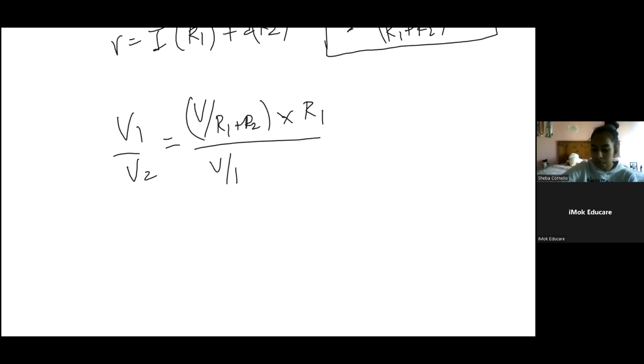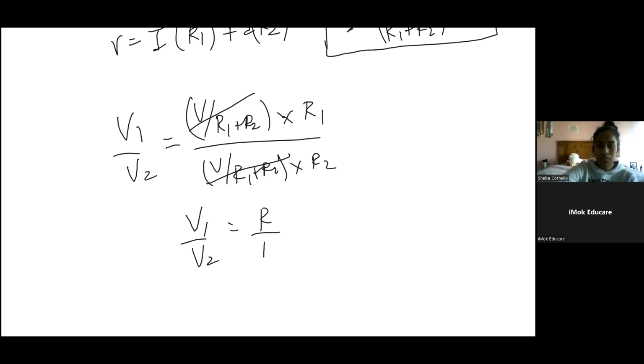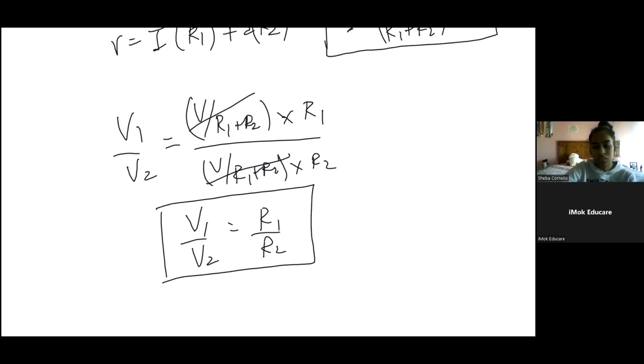V upon R1 plus R2, the whole bracket multiplied by R2. This gets cancelled. So what I'm left with is V1 upon V2 is equal to R1 upon R2. Isn't it? So that's how the potentials will be divided. If you know one of the potentials, you can easily find out the other one by this formula.